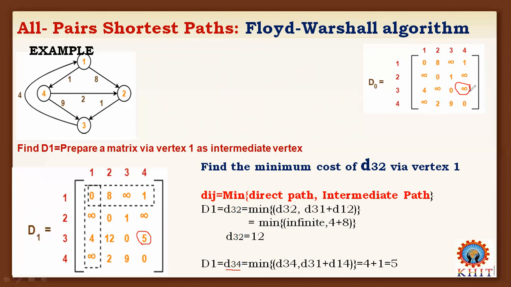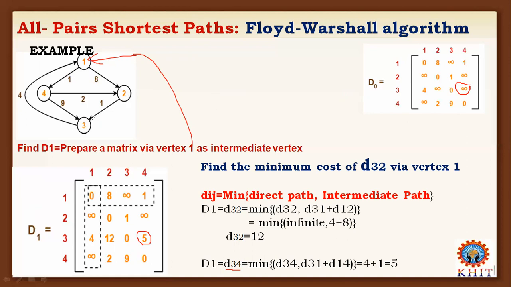I need to compare and I need to replace the value. That is the main objective. If I want to find the distance from vertex 3 to vertex 4 through an intermediate vertex, here the intermediate vertex is 1. Vertex 1 is to be considered as an intermediate vertex. Now find the value of 3 to 4.